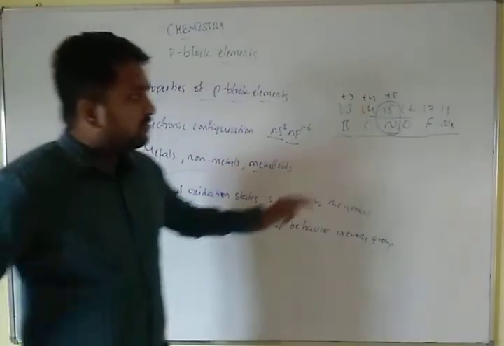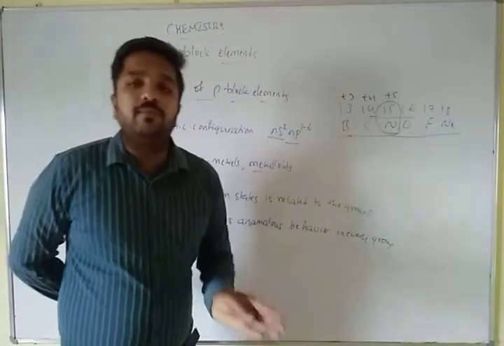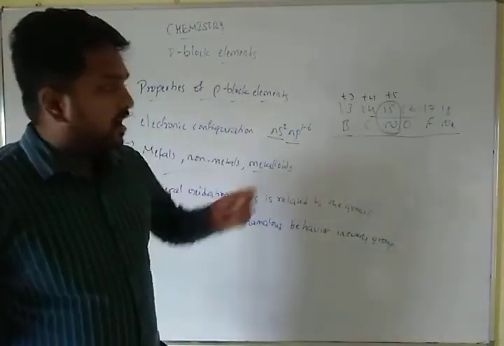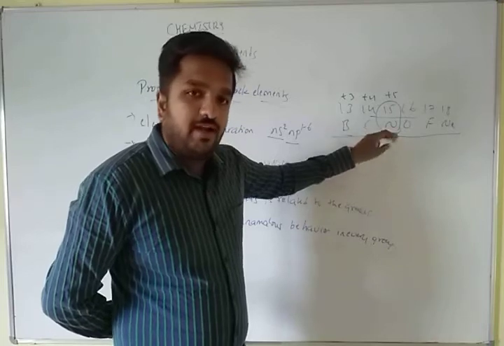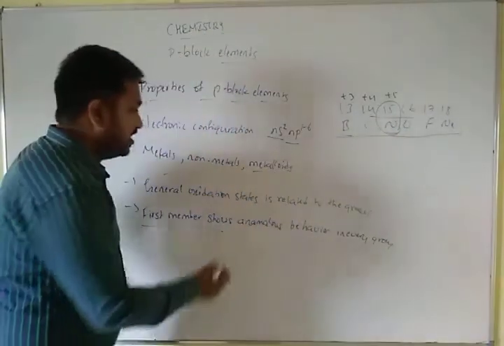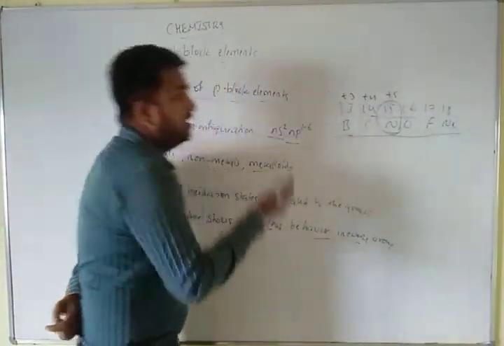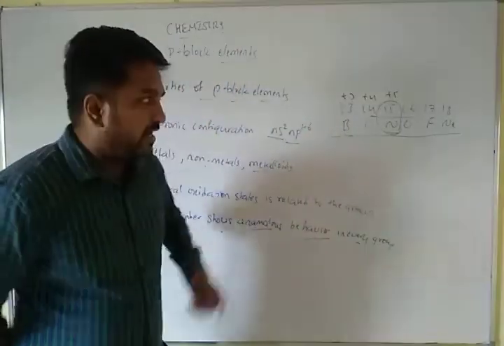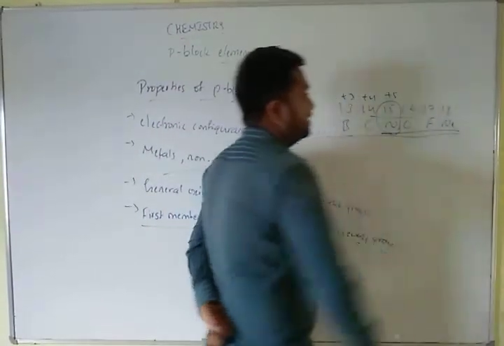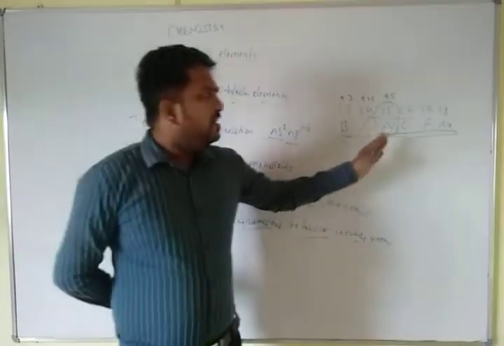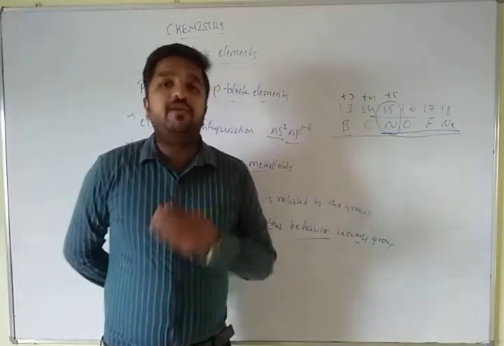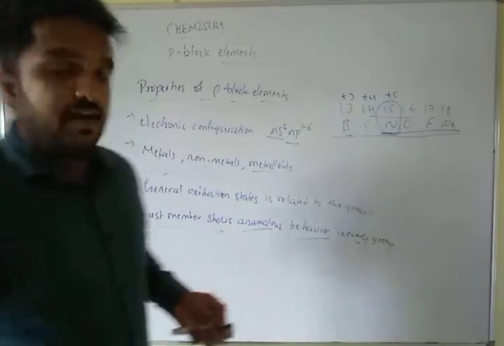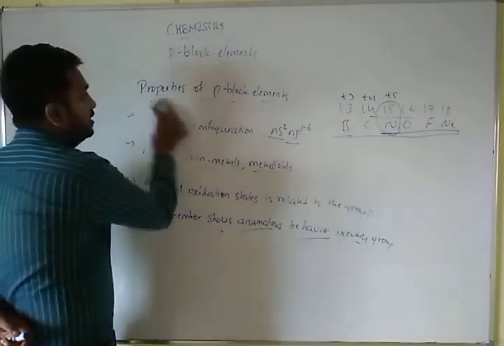But if you focus on the properties of the whole group and that of the first element, there are some very different properties in the first element than in the other elements. Clear? That we call anomalous behavior. You have even discussed the anomalous behavior of boron and carbon in your previous year, and this year we are going to learn about the anomalous properties of this. That means nitrogen has different properties than the rest of the elements in group 15. Clear? So we'll talk about that. This is regarding the general properties of p block elements.